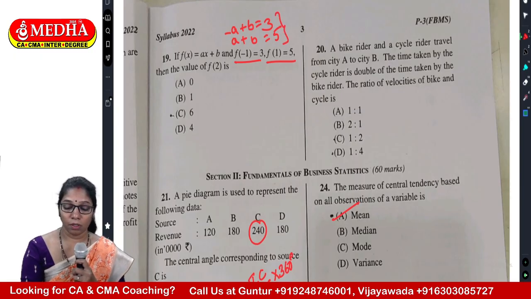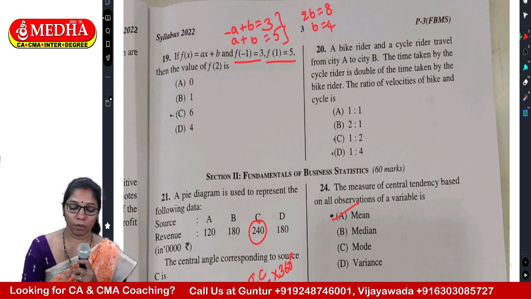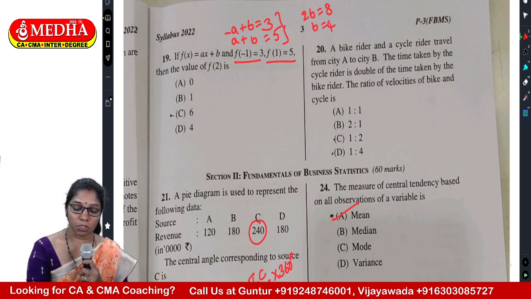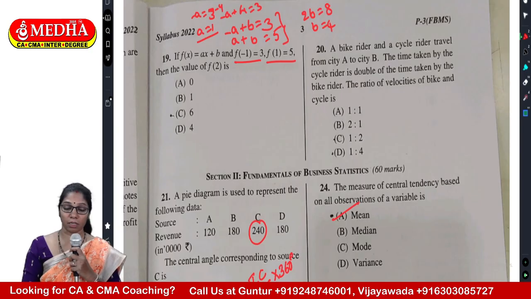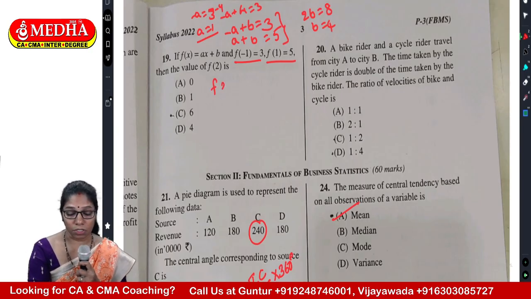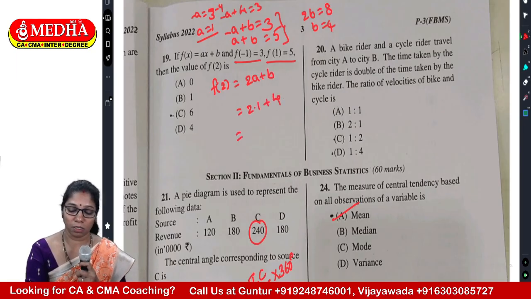By solving these two, a gets eliminated, that is 2b is equal to 8, b is equal to 4. So the b value 4 came. So substitute the b value here. Minus a plus 4 is equal to 3. Minus a is equal to 3 minus 4, minus a is equal to minus 1, a is equal to 1. But the question asked is f of 2. f of 2 is nothing but 2a plus b. Here a value is 1 and b value is 4, 2 plus 4 is 6. f of 2 value is 6.